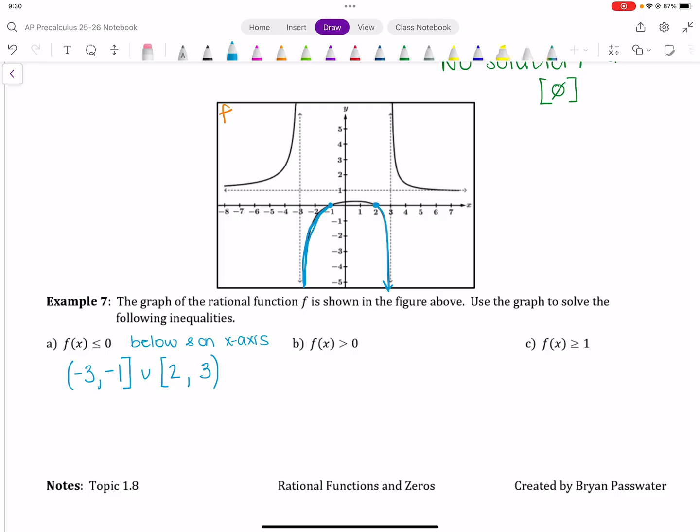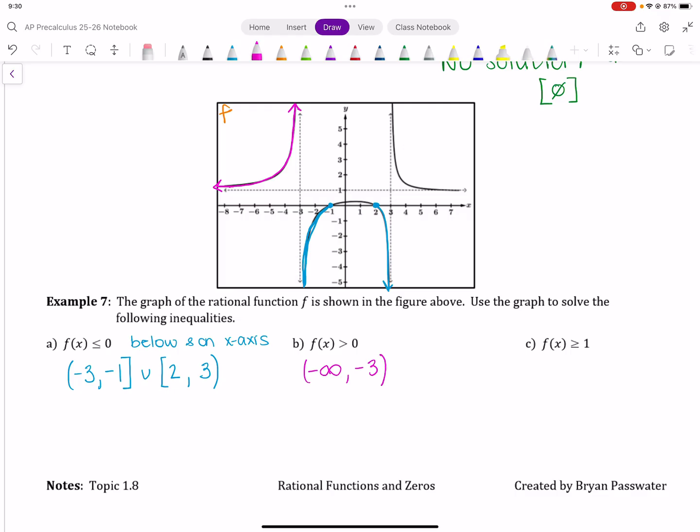So our next part, B, is asking where f of x is greater than 0. So this should be the exact opposite of everything we just wrote. However, we have to be careful because of our asymptotes. So where we are greater than 0 or above the x-axis, we start at negative infinity and go all the way to negative 3. And because at negative 3 we have a vertical asymptote, we have to use parentheses.